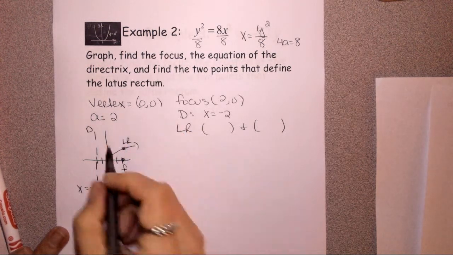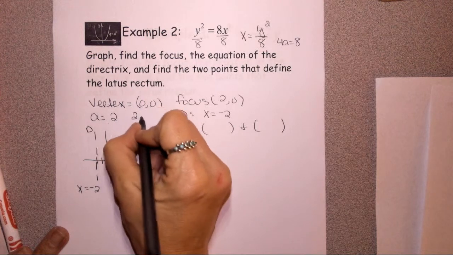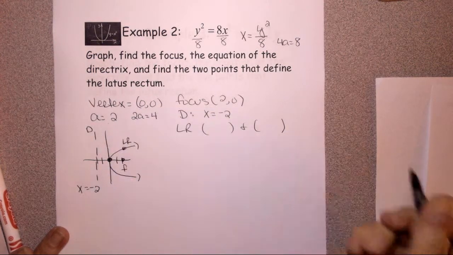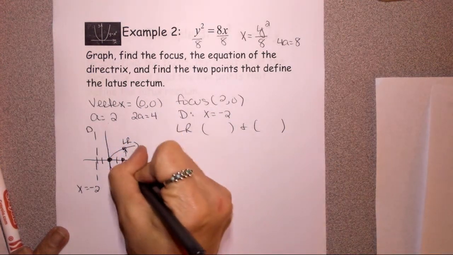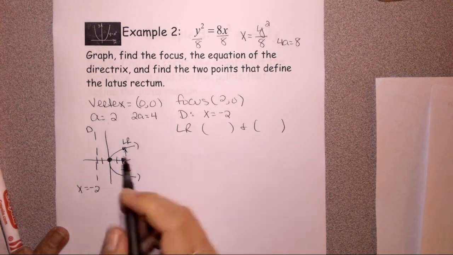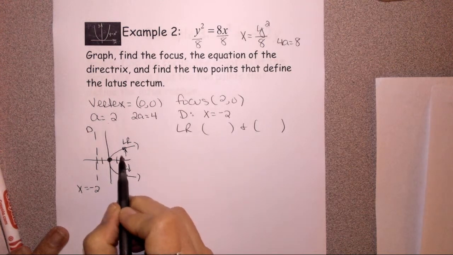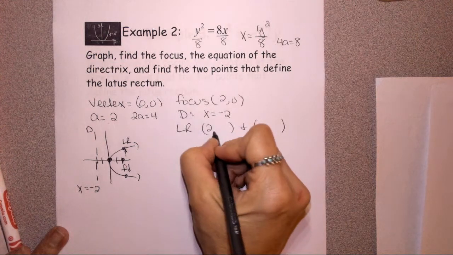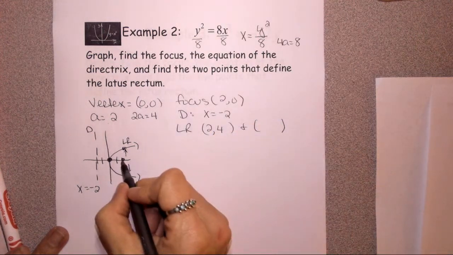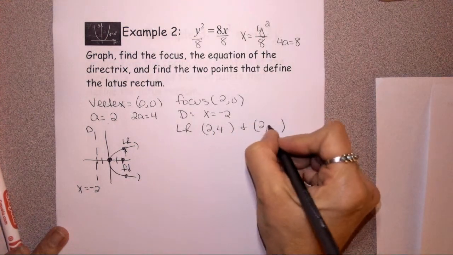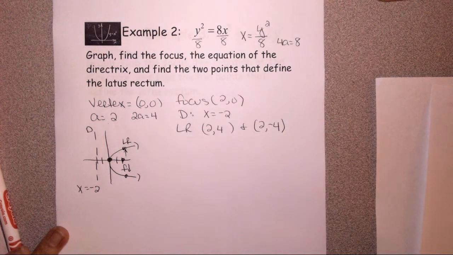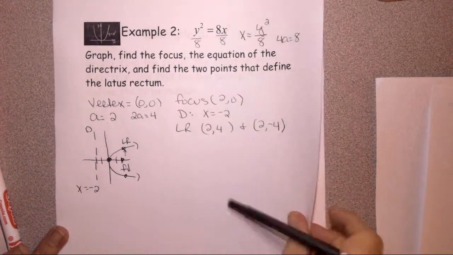There's one LR. If my a is 2, 2a would be 4. So I'm going to go 4 up, then I go 4 down. So if I'm at the point 2, 0, and I go 4 up, I'm at 2, 4. And if I go 4 down, I'm at 2, -4. Okay, that's example 2.